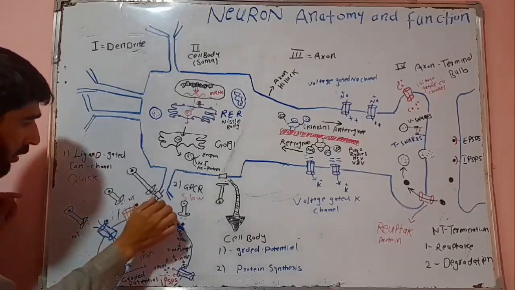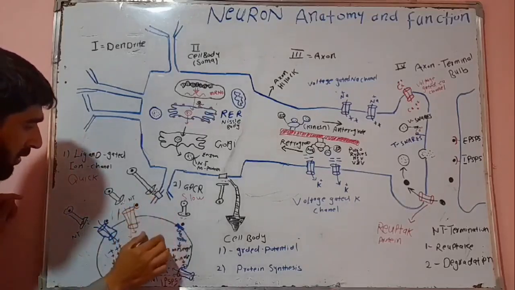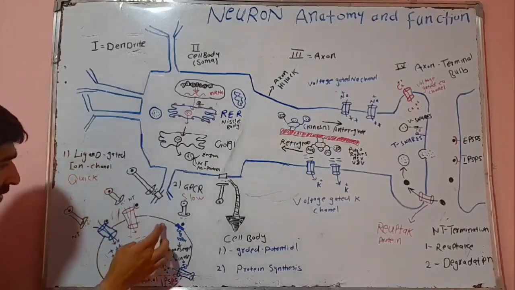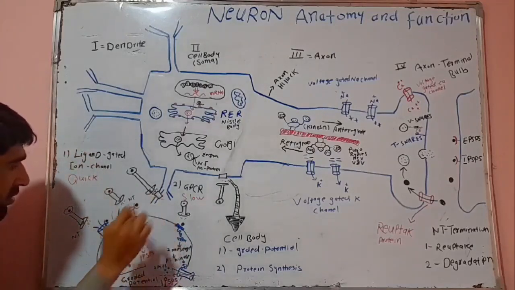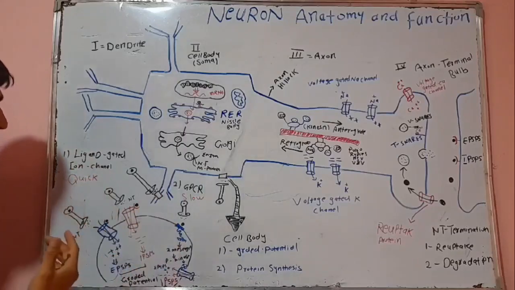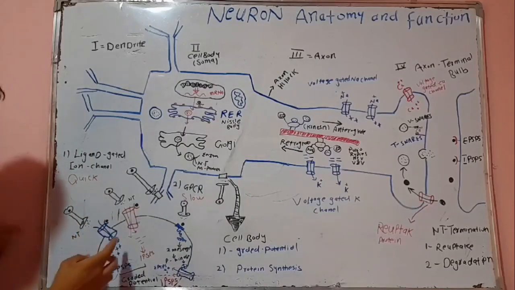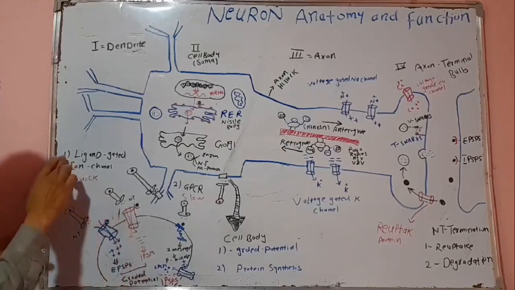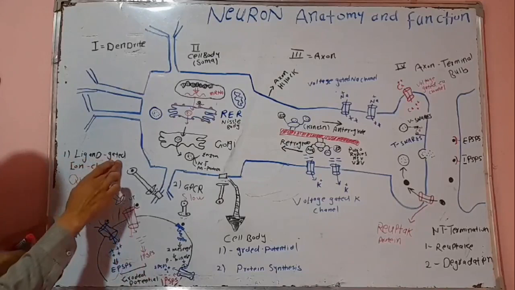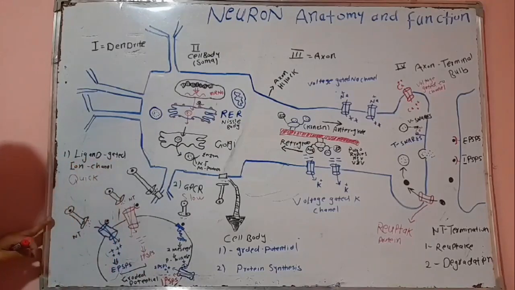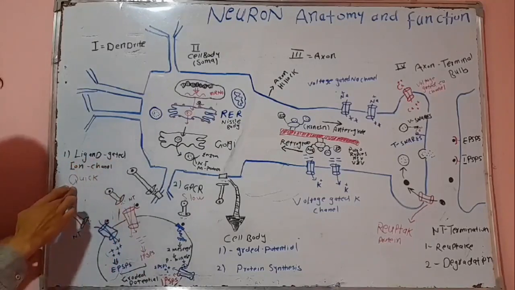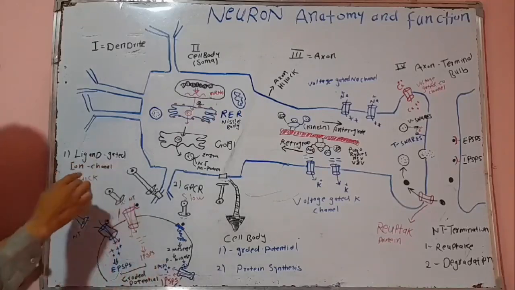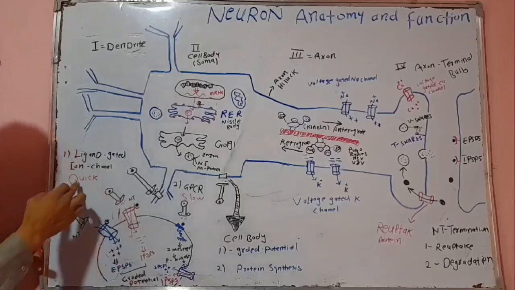So we take this portion and zoom it here. Let's suppose this is the cell membrane of the dendrite. How is the potential produced? There are some channels. The first one is a ligand gated ion channel. It will produce a quick response.